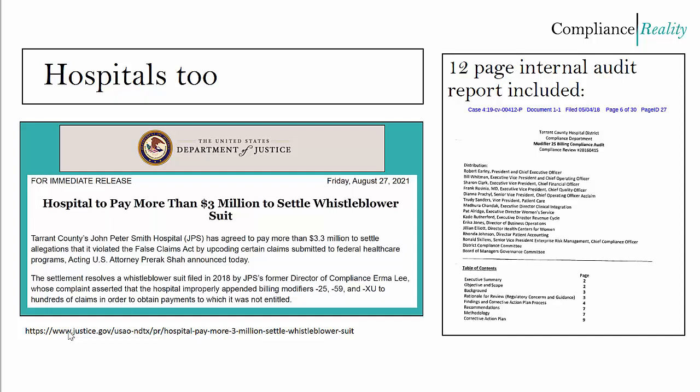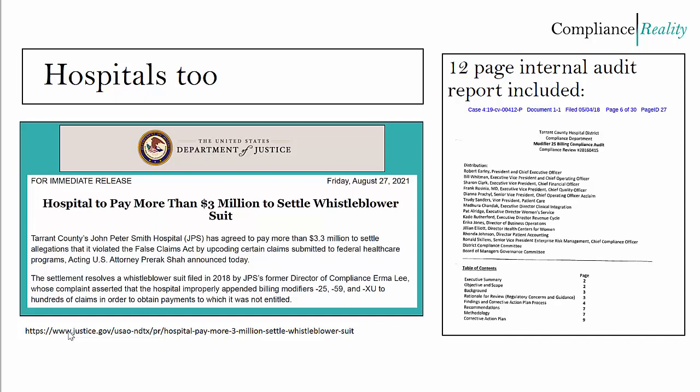In this case, I found this interesting because the whistleblower was the former director of the compliance department. This hospital in Tarrant County, which I believe is in Texas, John Peter Smith Hospital, agreed to pay $3.3 million to settle. And one of the things that this former director of compliance alleged was that they were misusing modifier 25. On the right of this slide here, I've looked into the court documents that are publicly available and found one of the exhibits was a 12-page internal audit report that was included in those court records.